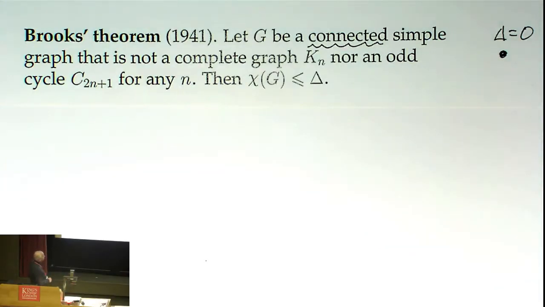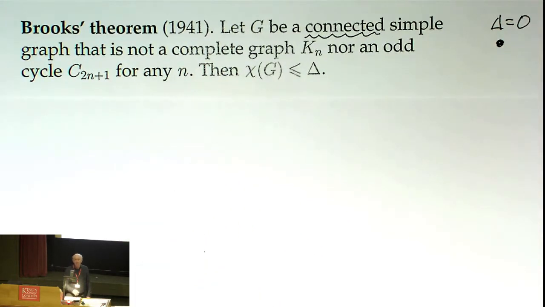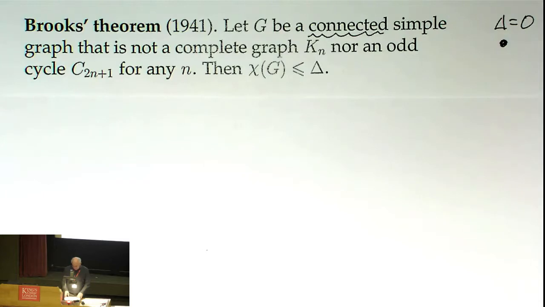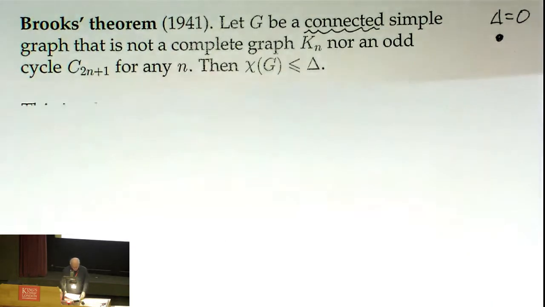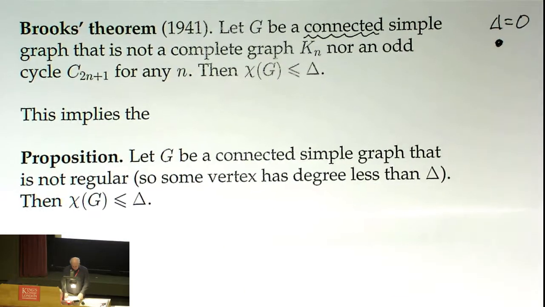That's Brooks's theorem. It's difficult to prove. It's beyond the scope of this course to prove that. So we're going to prove a sort of simpler version of it. This theorem implies a simpler result, which in the notes is called a proposition.